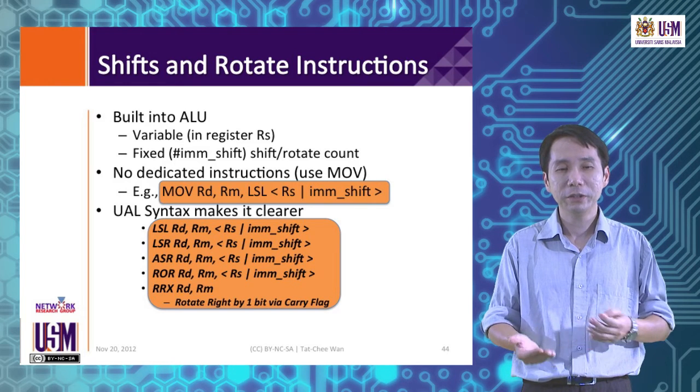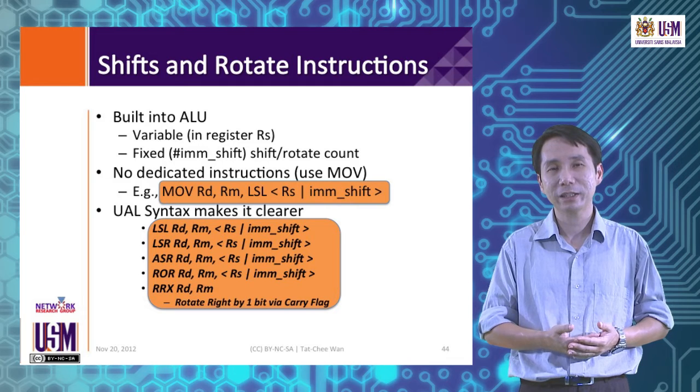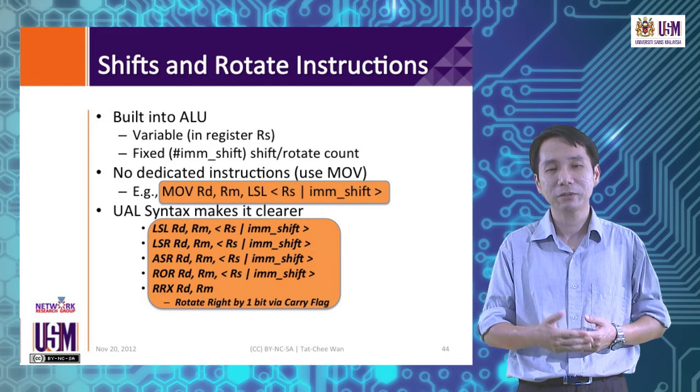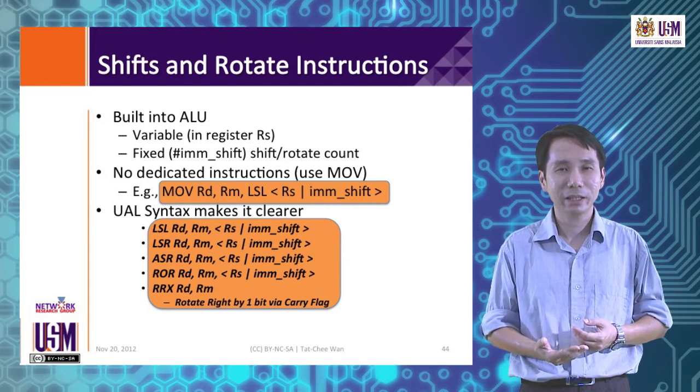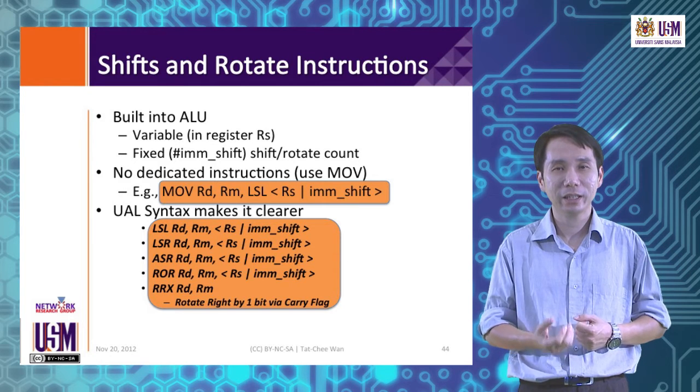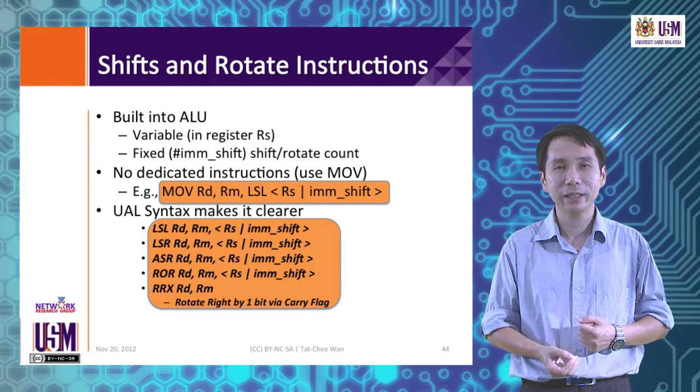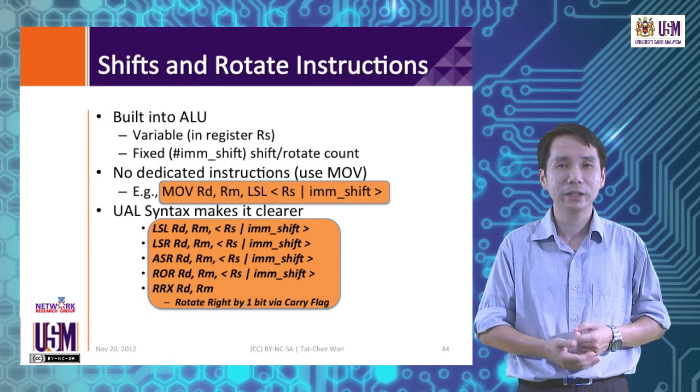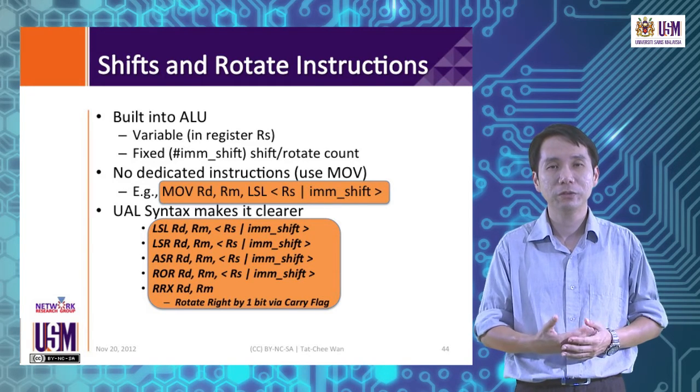If we use the unified assembly language syntax from ARM, it will look like the following: LSL, LSR, ASR, ROR, and RRX are specified directly as an instruction mnemonic instead of using the MOV with operand 2 format.